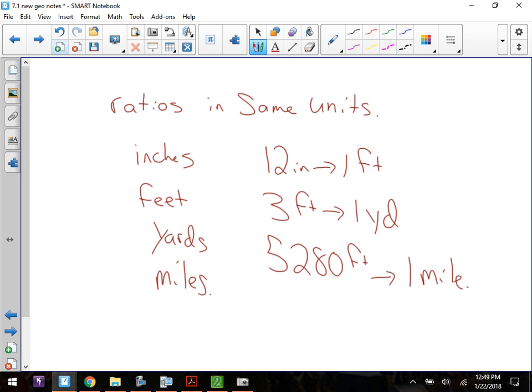So, to be honest with you, those are usually the only ones I'm going to worry about. I don't really get into ounces and gallons and all that. I'm usually just talking dimensions as far as inches and feet stuff. I try not to mix too much.